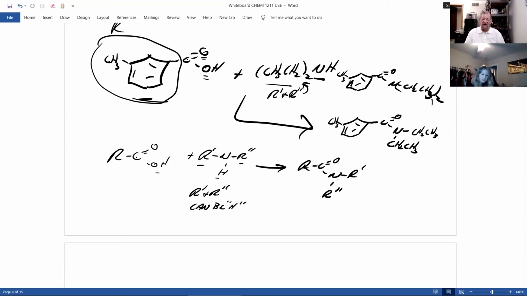Whatever that happens with nitrogen, you can put it in a bracket and put the number two or three, or even four, but not for amides. It's two like that.